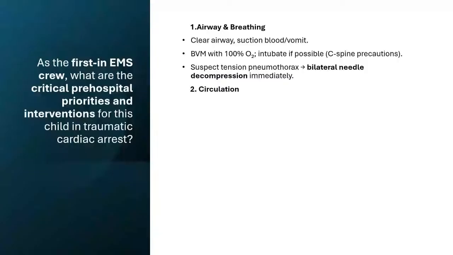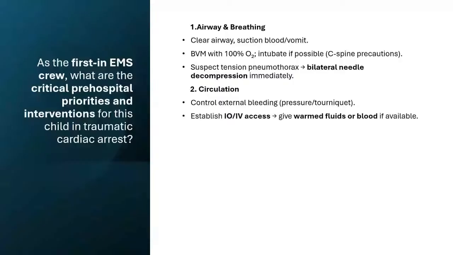And then for circulation, control external bleeding. This is going to be with pressure or tourniquet. Of course, in this case, there's no major external bleeding. We want to establish IO or IV access, give warm fluids or blood if available, and then continue high quality CPR while assessing for and correcting reversible causes.